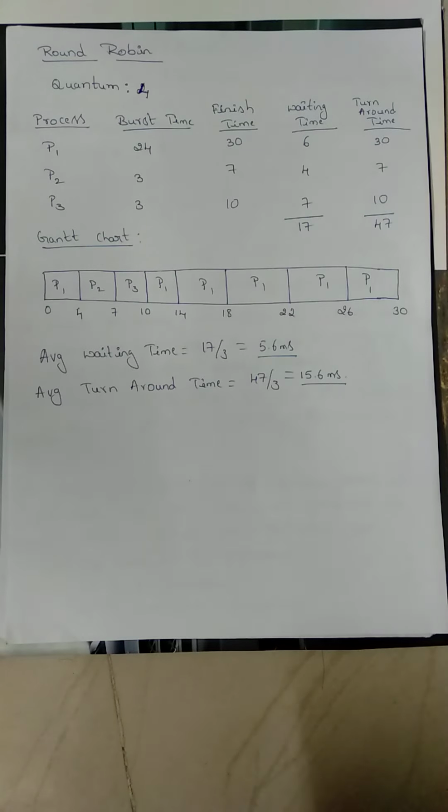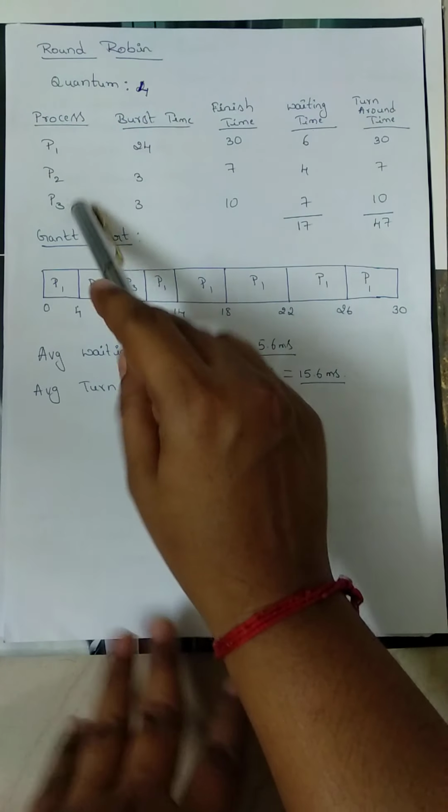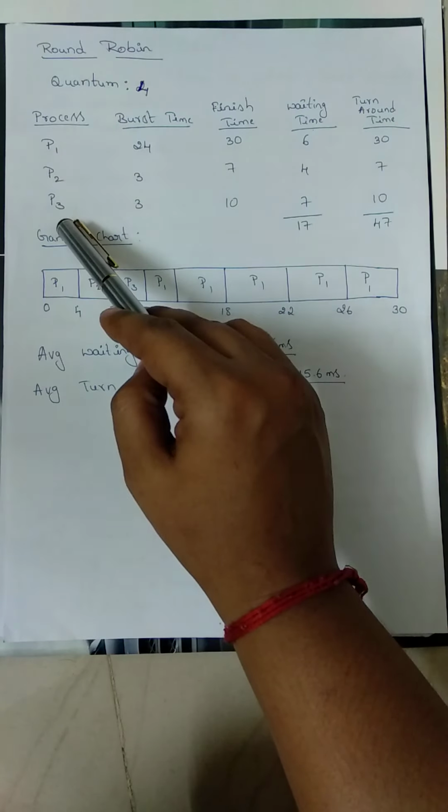With this background knowledge, consider this example where three processes are given, P1, P2, P3, with burst times 24, 3 and 3, and consider that all the processes enter the ready queue at t equal to 0, and the time quantum defined for this problem is 4. Now we have to find the finish time, the waiting time and the turnaround time of all the processes. First we'll start with the Gantt chart.